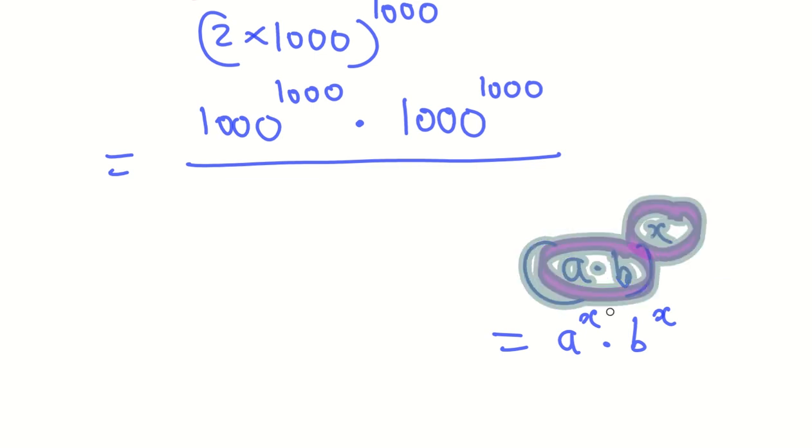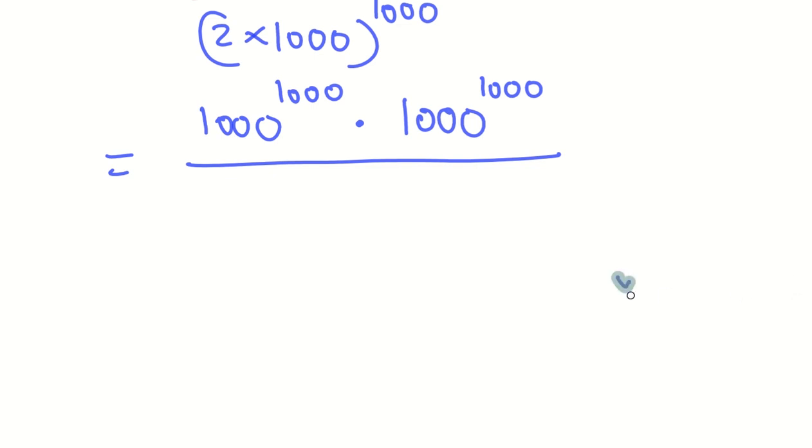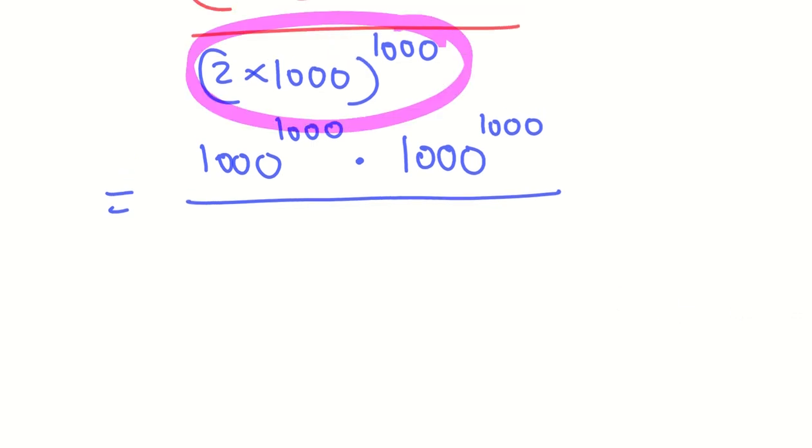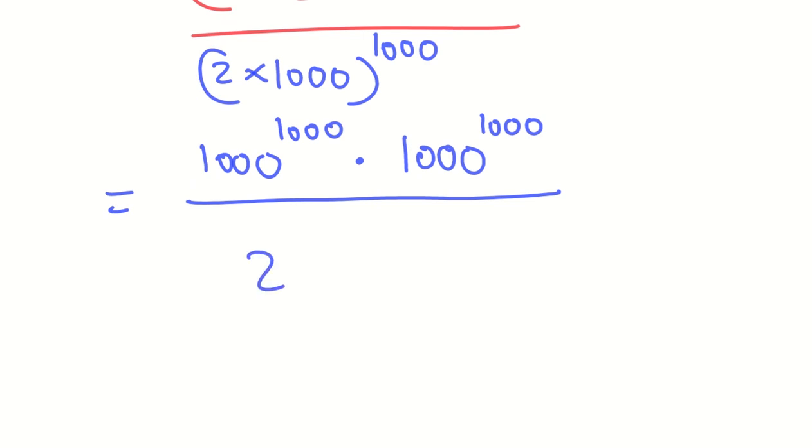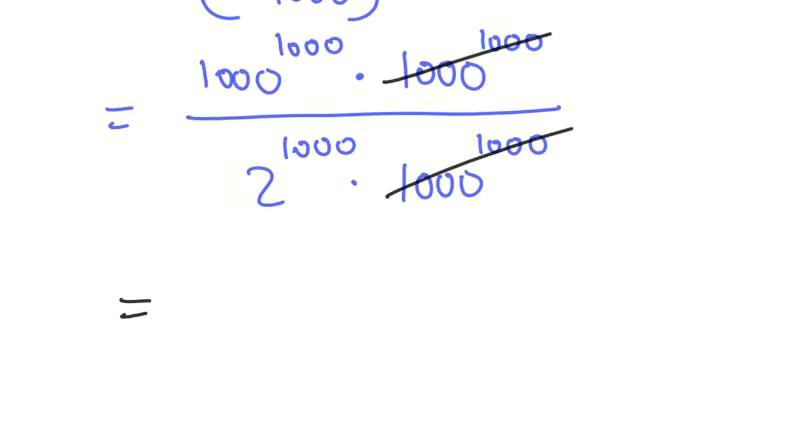So quickly, let me erase this and rewrite. Now watch this. I'm going to rewrite the denominator like this. That will be 2 times 1000 in the bracket, and they have a common power of 1000. So I can rewrite it as 2 raised to the power of 1000 times 1000 raised to the power of 1000. Can you see that this and this are the same? So we can just cancel out, and that's exactly what I'm going to do. This cancels this, but we now have what? We have 1000 raised to the power of 1000 over 2 raised to the power of 1000.